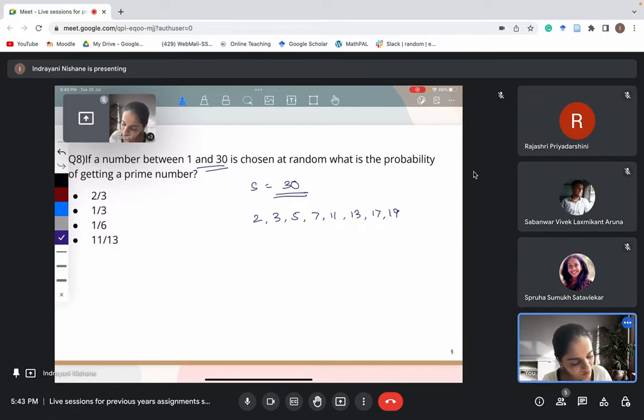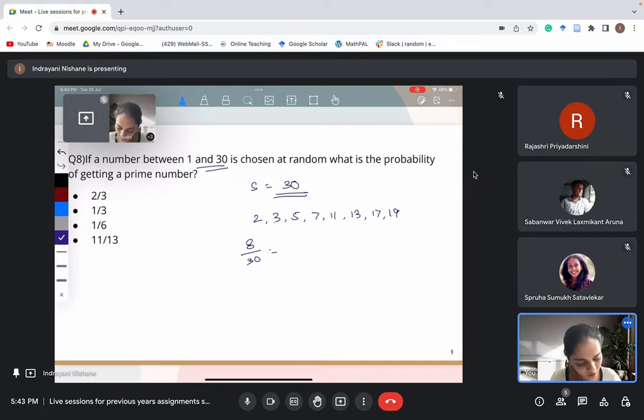1, 2, 3, 4, 5, 6, 7, 8. Right? So we have how many numbers? 1, 2, 3, 4, 5, 6, 7, 8. So 8 divided by 30, which will give us... okay, I think I'm making some mistake here. Let's go through the prime number list once again.